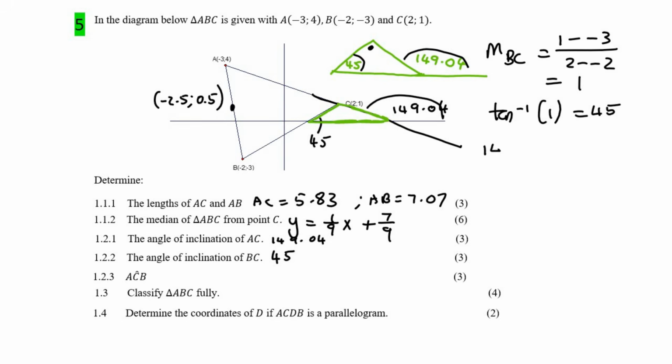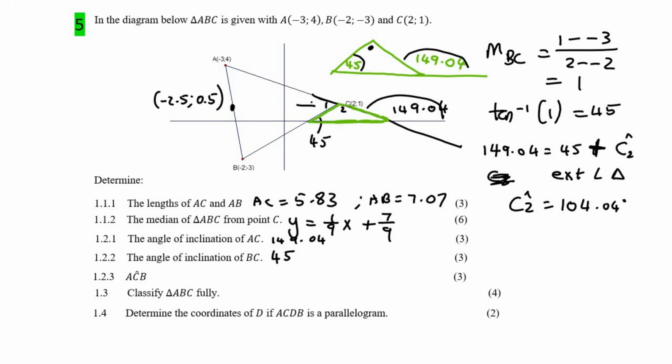So we know that the 149.04 is equal to the 45 plus this other angle, which we don't really know what it's called, right? You see, this makes it a bit difficult. I'm just going to call it C2, for example. And so we can say that C2, and we must give a reason for that, is the exterior angle of a triangle. And so if you work out C2, you're going to get 104.04 degrees.